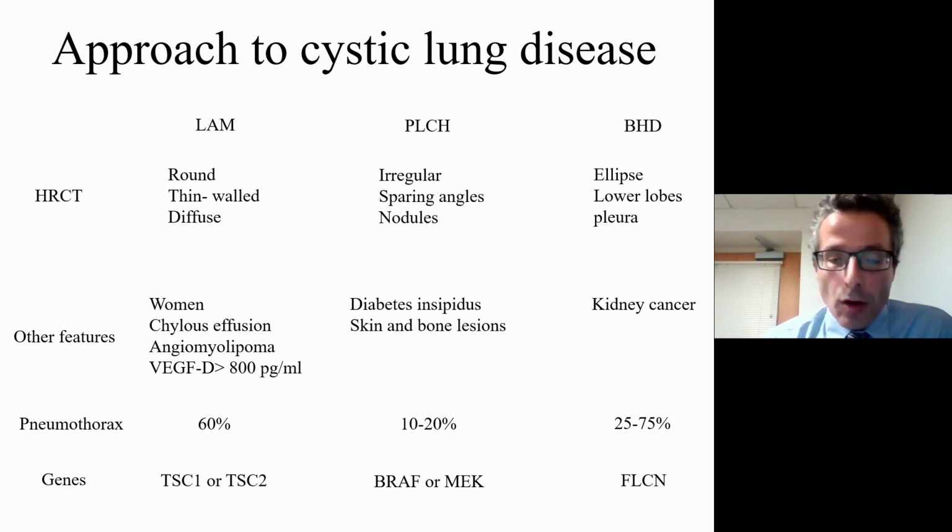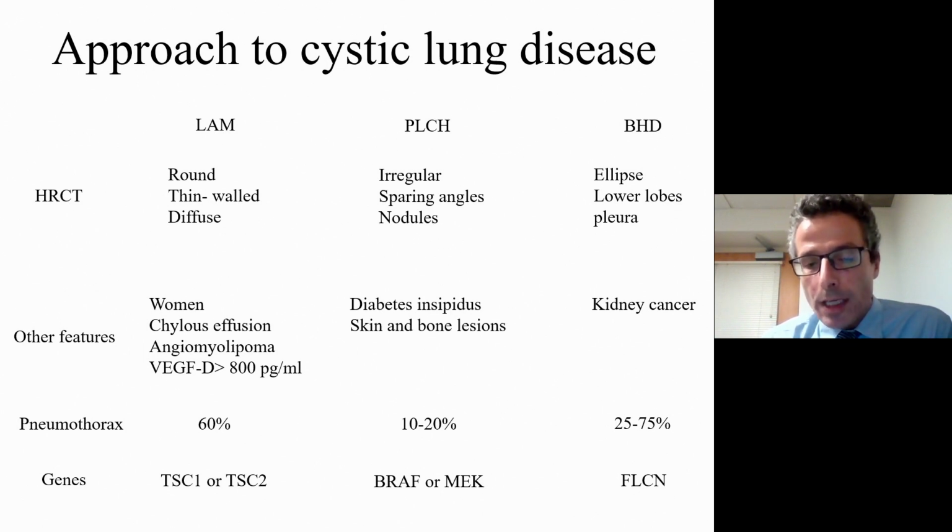Now, in LAM, it's almost universally women. If you see a man with LAM, you probably should be looking for tuberous sclerosis complex, but it's incredibly unusual. Chylous effusion, the angiomyolipomas, and VEGF-D levels greater than 800. In LCH, if you have diffuse LCH, then you have multisystem disease, and you can have diabetes insipidus, skin lesions, and some bone lesions. In BHD, it is kidney cancer, malignant kidney tumors. The rate of pneumothorax is about the same between BHD and LAM, and in LCH about 20% as far as we can tell.